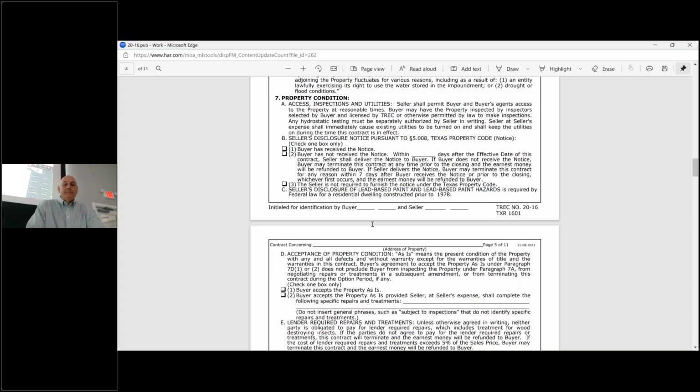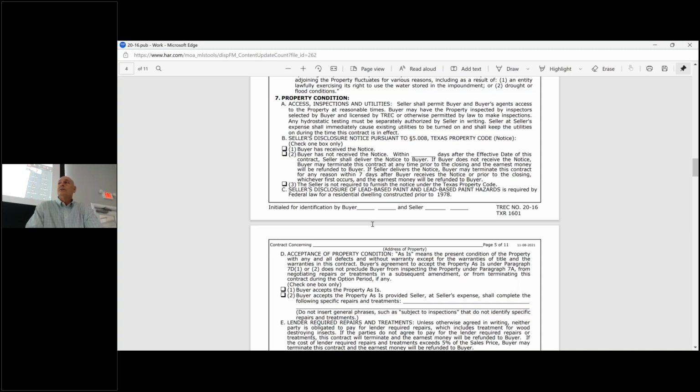Let's pause right there. These are some actual questions I've gotten. The buyers had their inspection, and now they want to come back and do another inspection. Does the seller have the right to say no? What do you think? It doesn't matter. This paragraph doesn't reference the option period. What does it say? Seller shall permit buyer and buyer's agents access to the property at reasonable times.